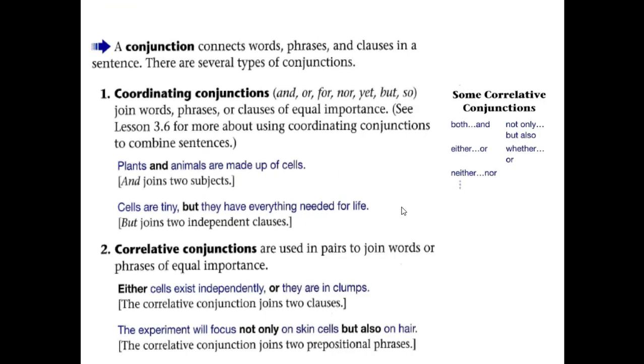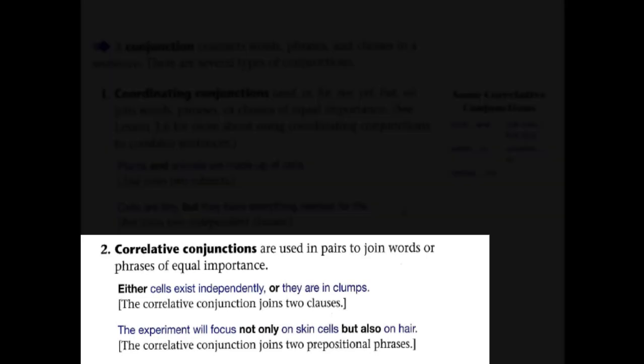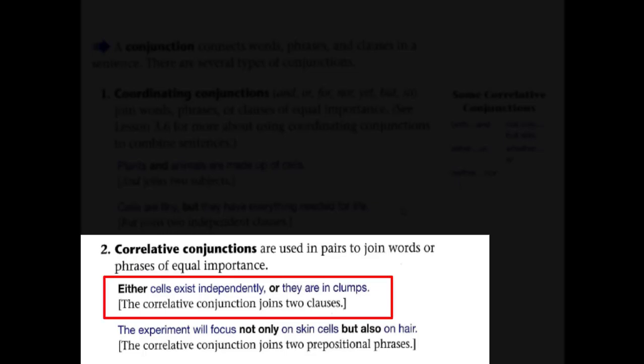Next, correlative conjunctions. What are they? They are conjunctions that are used in pairs. They come in twos to join words or phrases of equal importance. The example here says, either cells exist independently or they are in clumps. Either, or, that's the correlative conjunction. So they come in pairs.